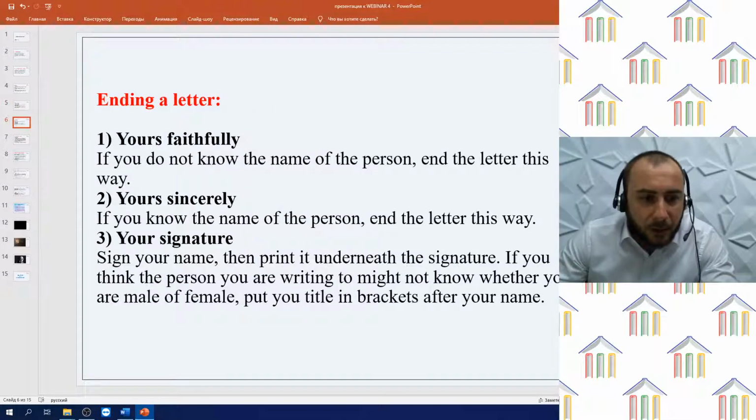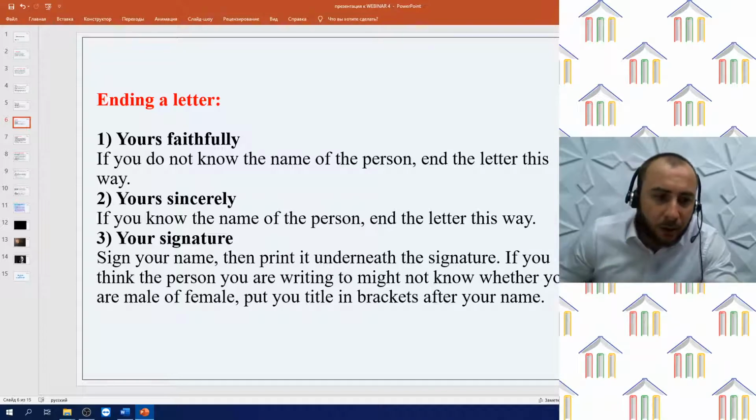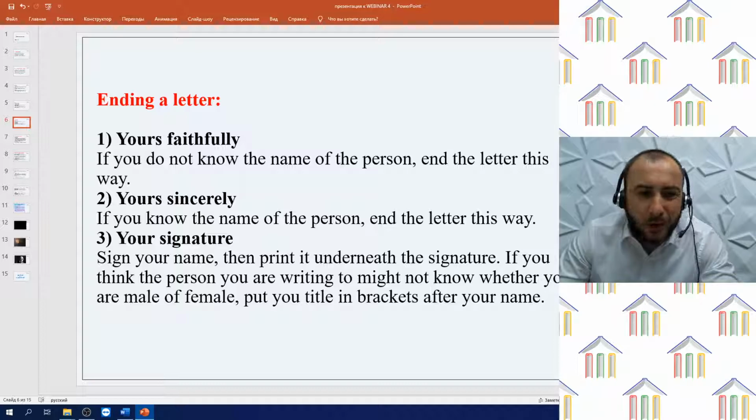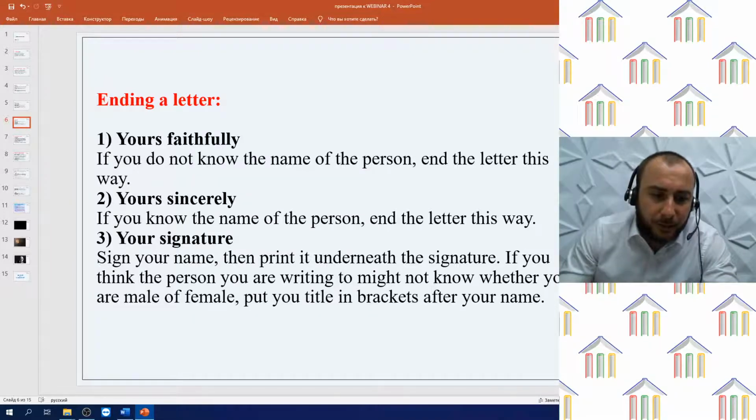Ending a letter. Yours faithfully. If you do not know the name of the person, end the letter this way. Yours sincerely. If you know the name of the person, end the letter this way. Your signature. Sign your name, then print it underneath the signature. If you think the person you are writing to might not know whether you are male or female, put your title in brackets after your name.